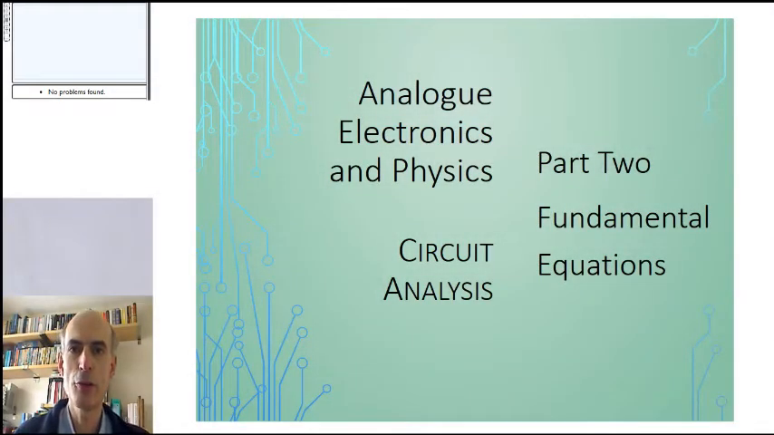Hello, and in part 2 of these short videos about circuit analysis, we'll be looking at the fundamental equations that describe the behaviour of the components in the circuit that we're trying to analyse. We've seen all of these equations before. I just wanted to revise them and make sure their application is clear in everybody's mind before we go any further. So, what equations am I talking about?